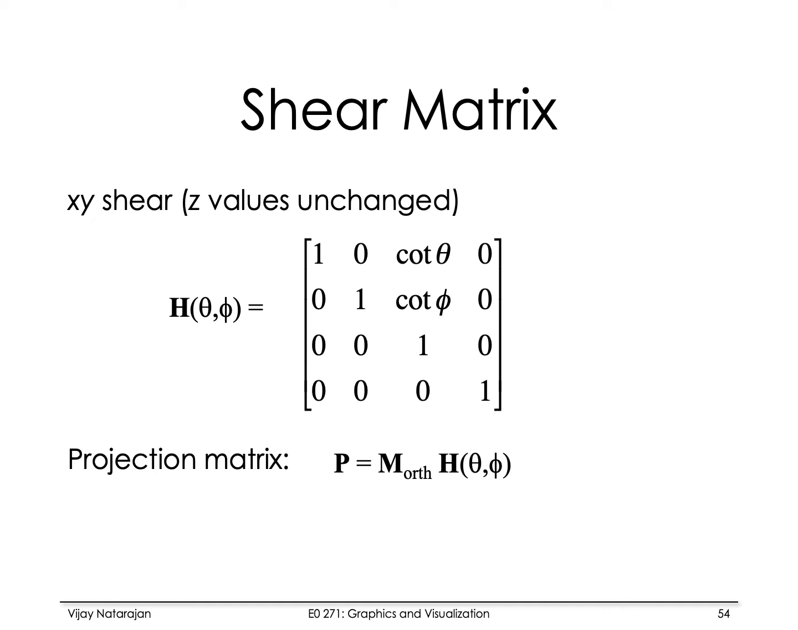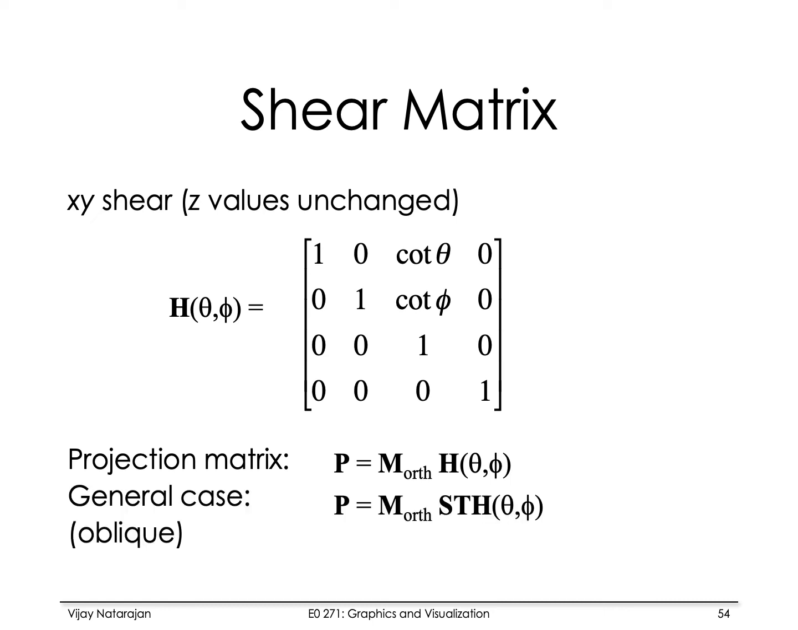The projection matrix P can be computed by accumulating the orthographic projection M sub orth. Of course, in general, after the shear, the view volume need not be centered at origin. So you may have to apply the translation followed by the scaling that we saw earlier in order to get the default view volume centered at origin and with side length 2. And finally, you apply M sub orth.